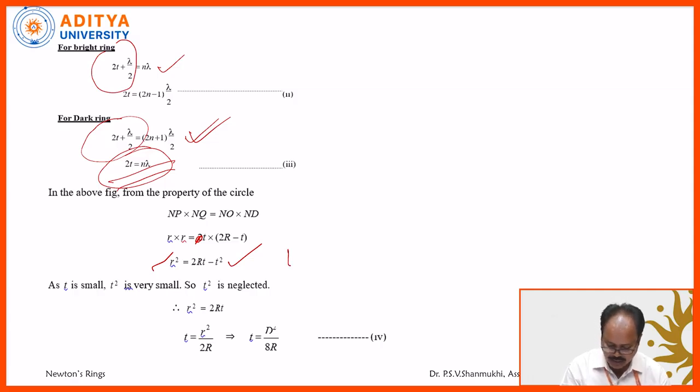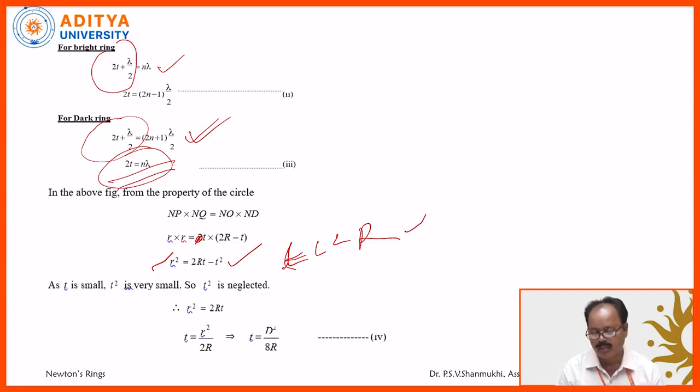Actually, t is much less than capital R. T is the thickness of the air film, and capital R is the radius of curvature of the plano convex lens. Generally, the thickness of the air film is of the order of micrometers, 10 power minus 6 meters, whereas capital R, the radius of curvature of the plano convex lens, is around 150 to 200 centimeters. So, compared to capital R, t is very small, and t square can be neglected.